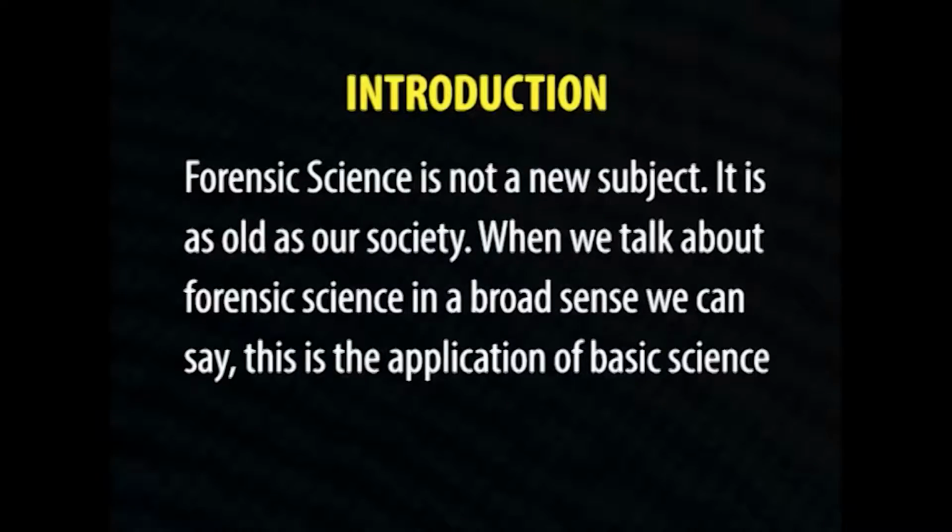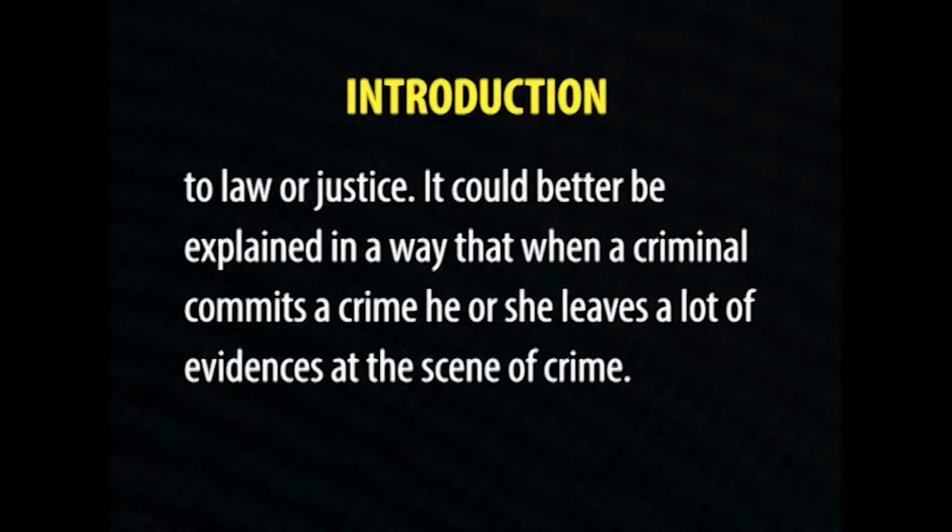What is forensic science? Forensic science is not a new subject. It is as old as our society is. In a broad sense, we can say this is an application of basic science to law or justice. When a criminal commits a crime, he or she leaves a lot of evidence at the scene of crime. This evidence is highly valuable to prove the crime. That's where forensic science comes into the scene, as it plays a crucial role in the detection of crime.